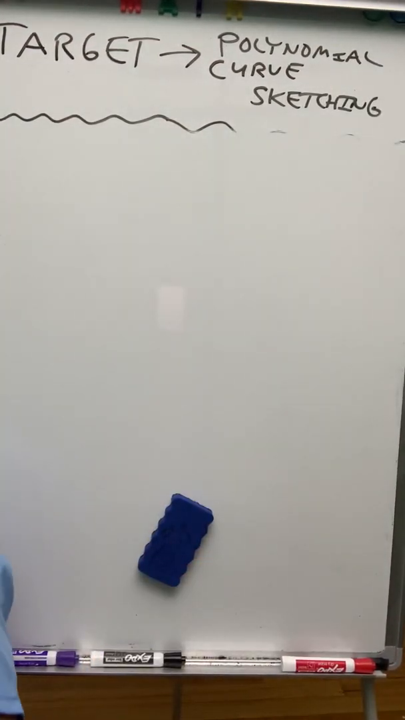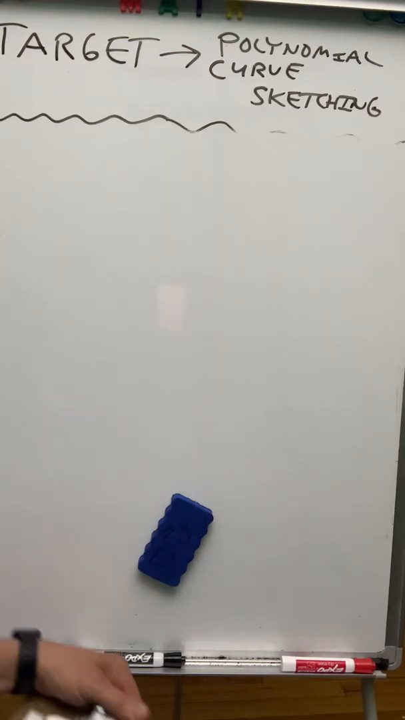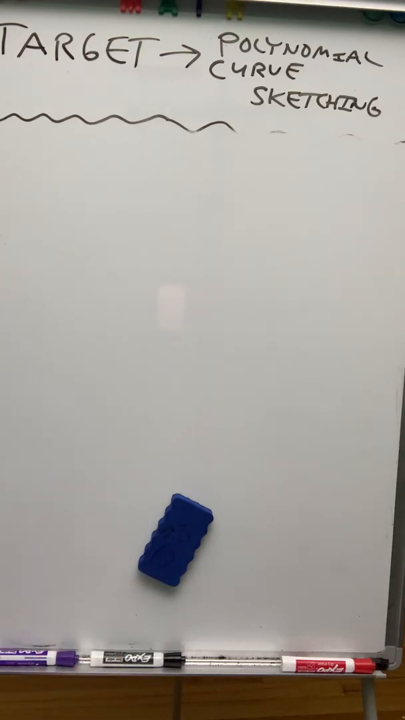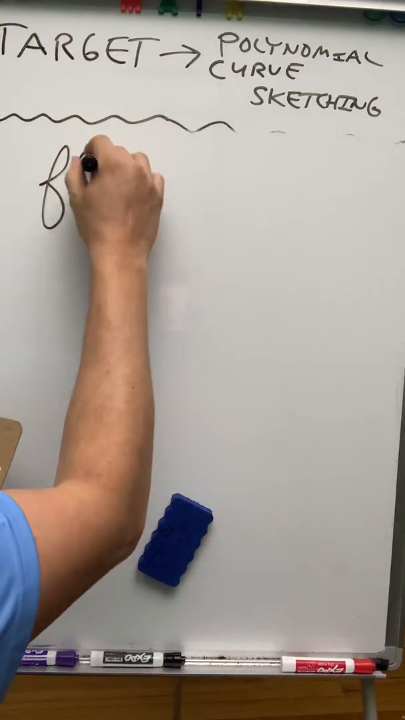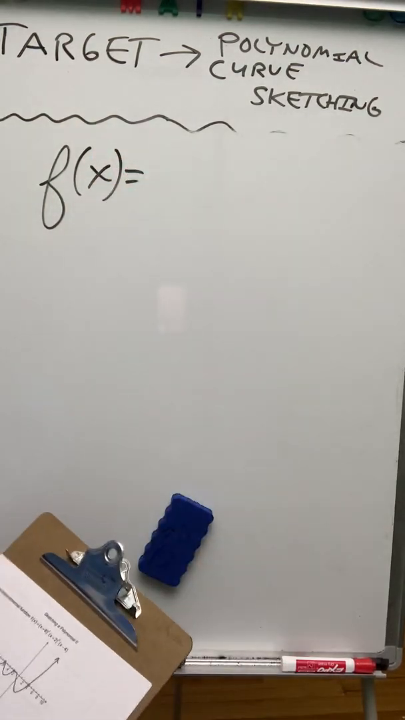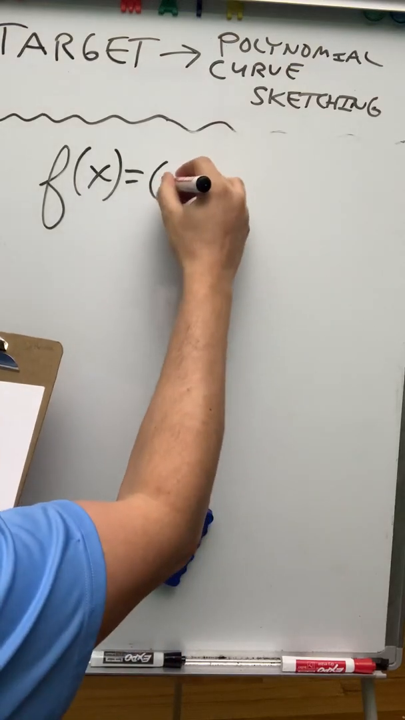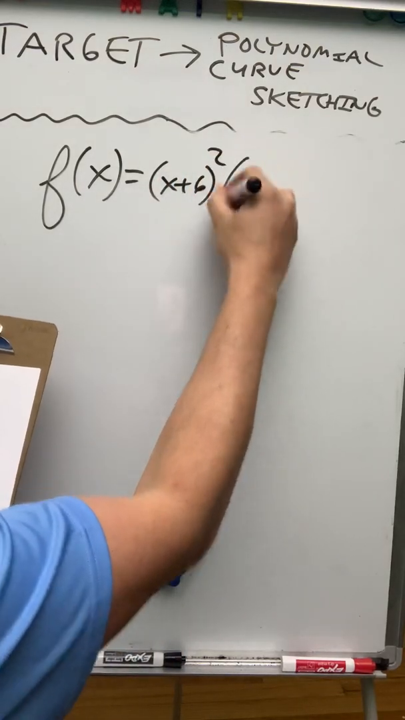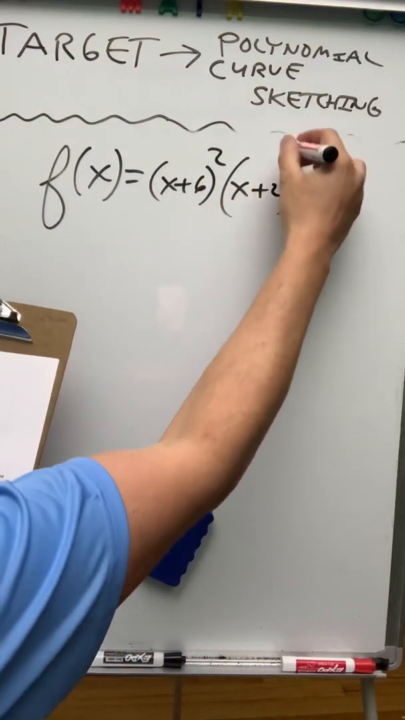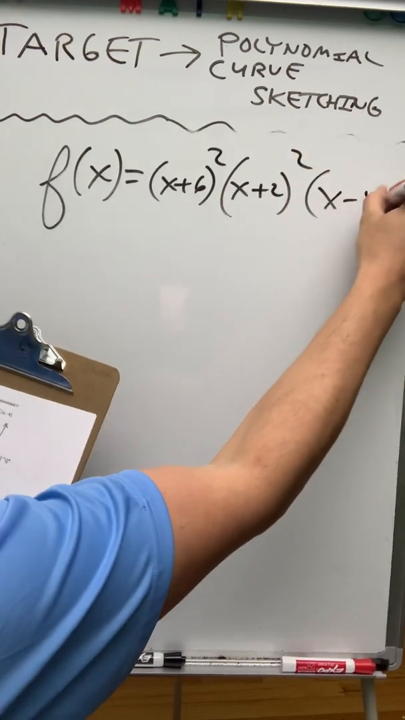Dropping my sheet here. Okay. Next one, example 2, is f of x is equal to (x plus 6) squared times (x plus 2) squared times (x minus 4).